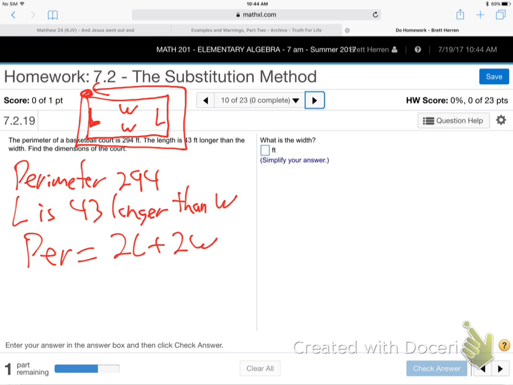Okay, so perimeter. They're telling me the perimeter is 294. Pop in the 294 for perimeter. Now, what am I going to put in? Can you go from there? We've done this before. Rather than me just whip it out, go ahead and take a couple steps. See if you know what to do. We've done this kind a couple times.